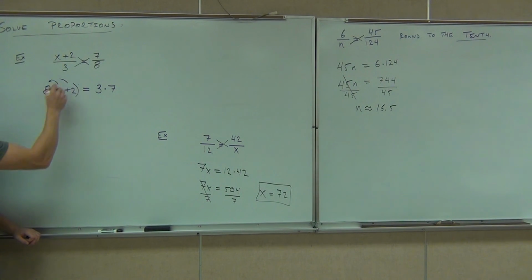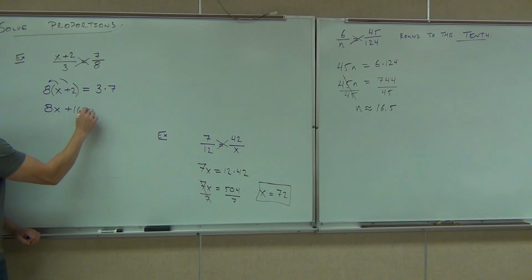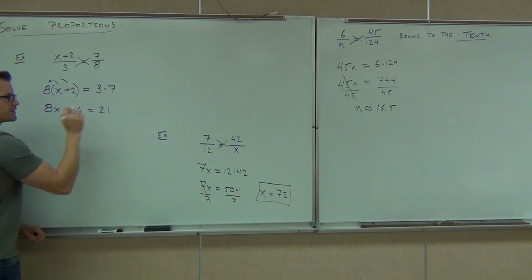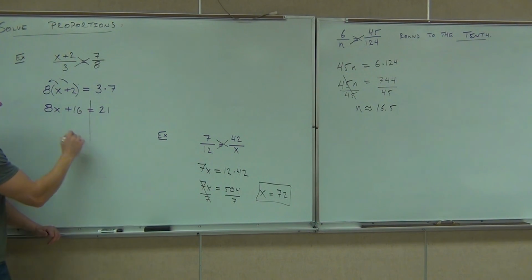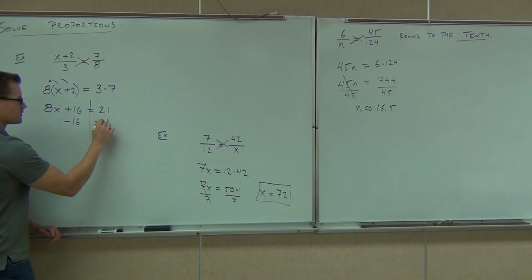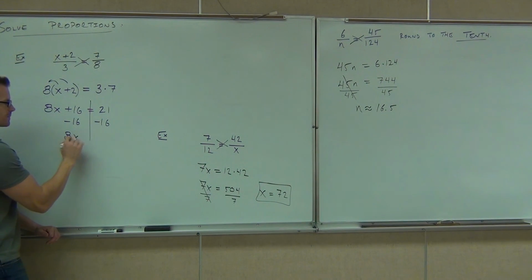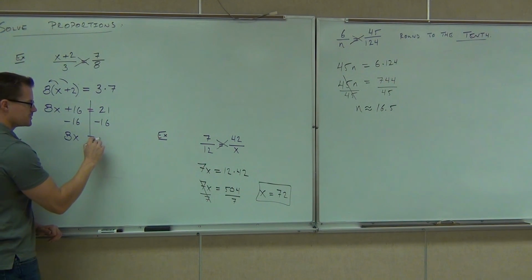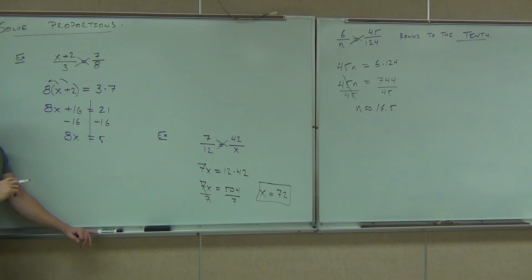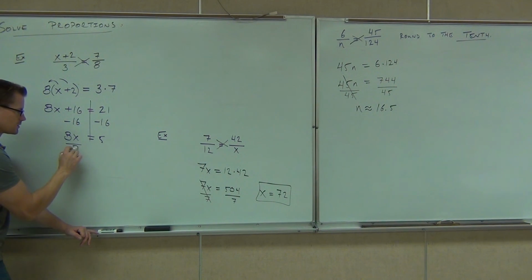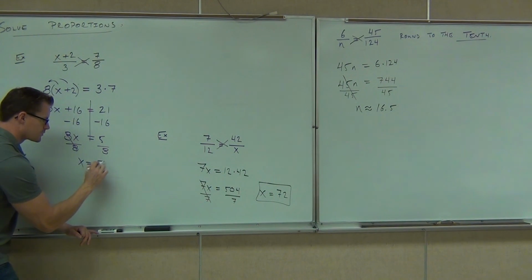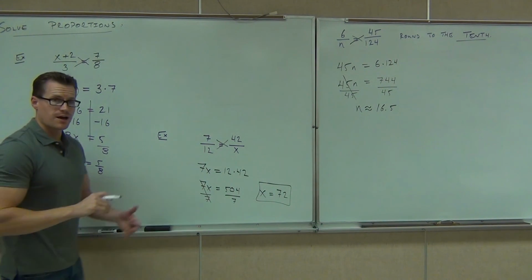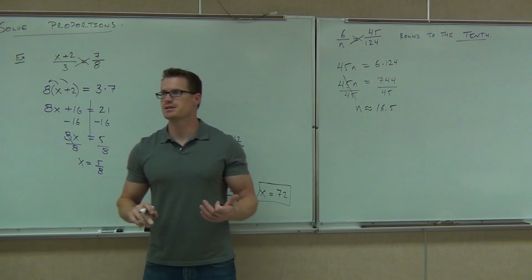Distribute. So that's our 8x, what now? That's 16. Equals, hey, have you seen problems like that before? Yeah. Booyah, we can solve that. How are you going to solve that? Minus 16 on both sides. We're going to get 8x equals, looks like 5 to me. How do you get rid of the 8? So x equals 5/8. You can do 5/8, or you can give me, let's see, 0.625.